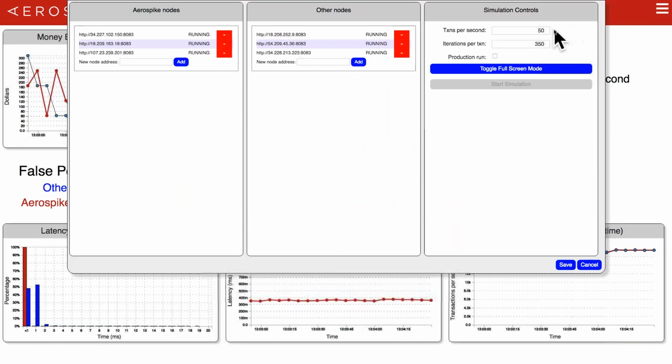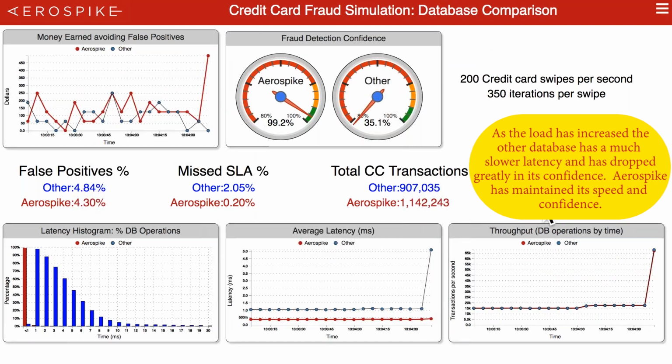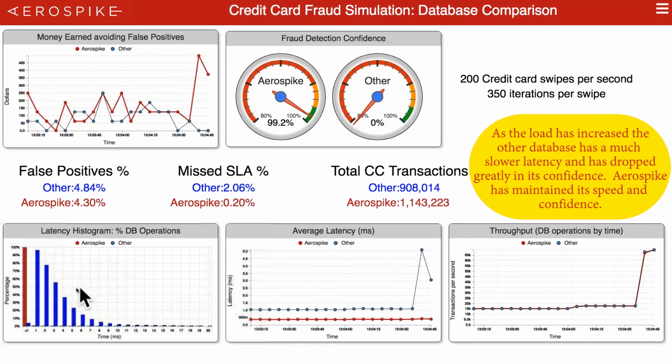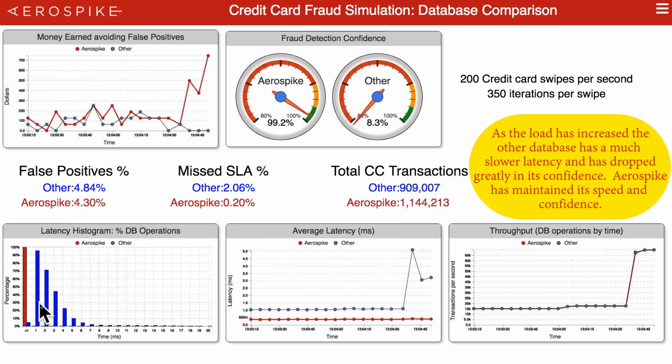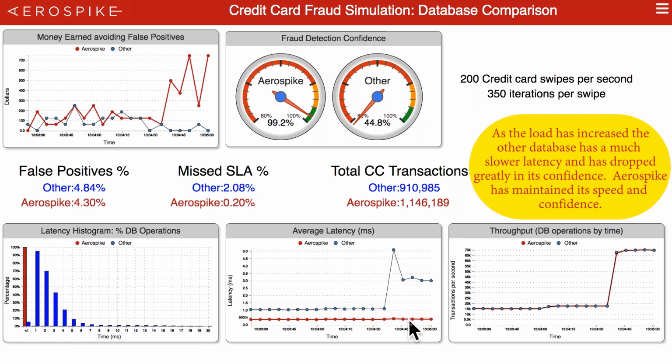Both databases right now are handling the load, so let's increase the load and see what happens. As we increase the load to 200 credit card swipes per second and 350 iterations per swipe, we can see that the latency completely increases for the other, whereas transactions are completing in more than 1 millisecond, more than 2 milliseconds, more than 3 milliseconds, etc. We also see the latency go up for the other to about 3.5 milliseconds. The Aerospike latency has remained constant at about 400 to 500 microseconds.